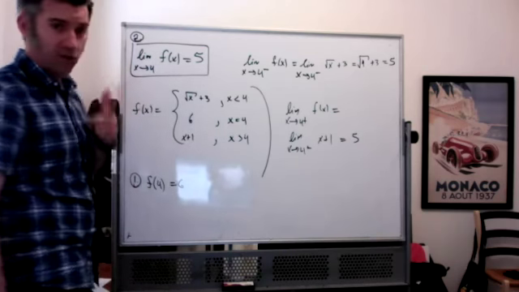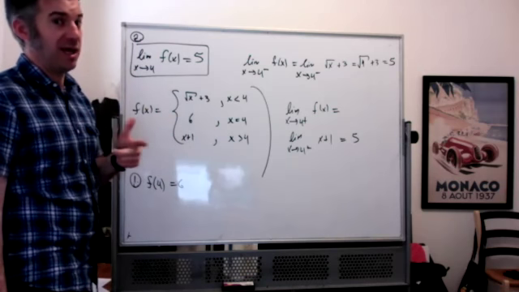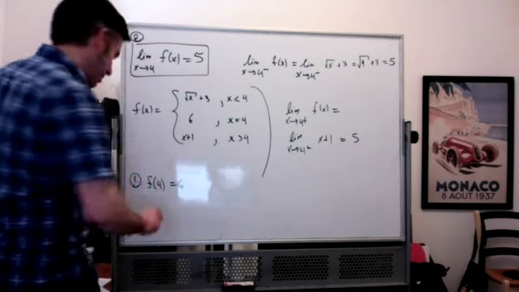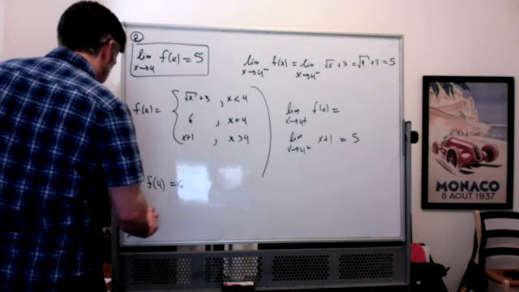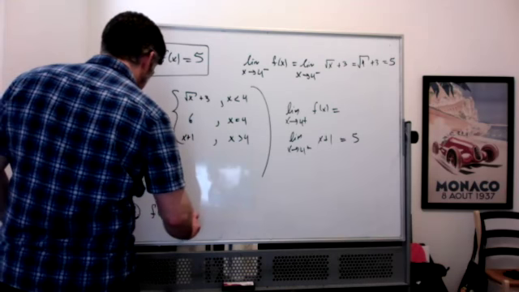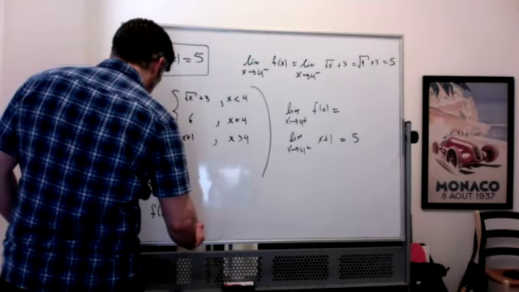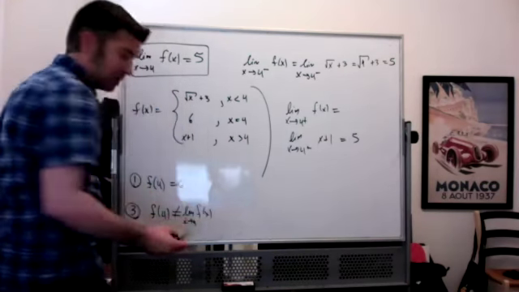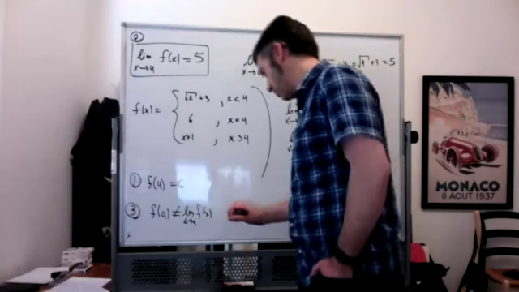The limit exists, great. But then to be continuous, not only do they both have to exist, they have to be equal to each other. And that is not true, right? f of 4 is not equal to the limit as x approaches 4 of f of x, which means the function is not continuous at 4.